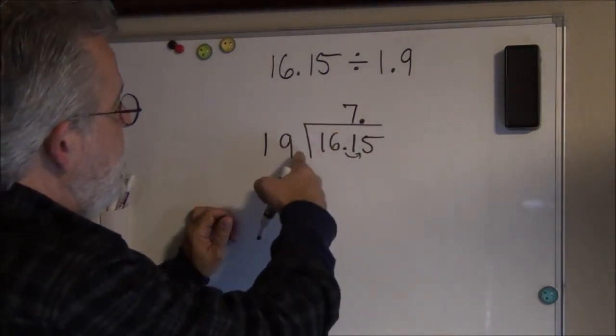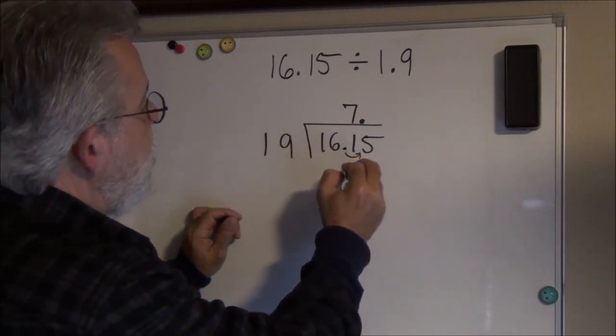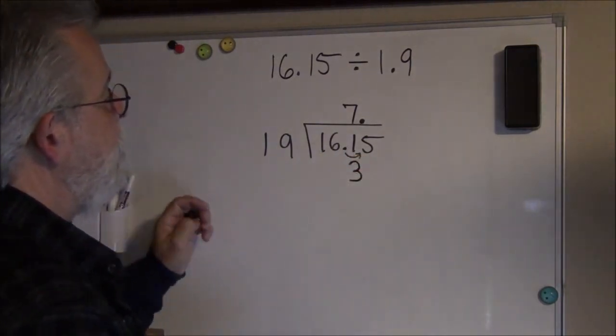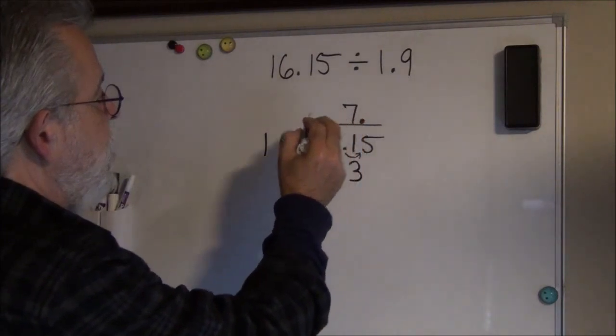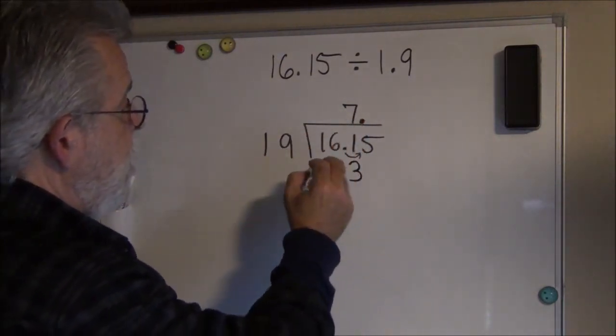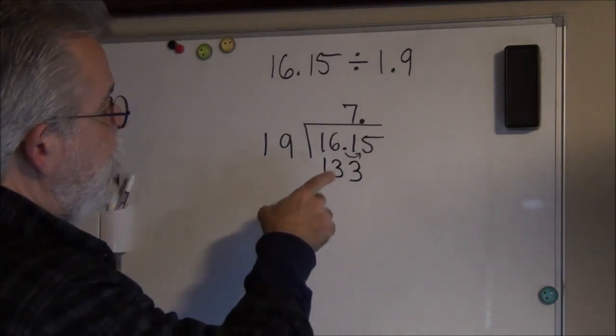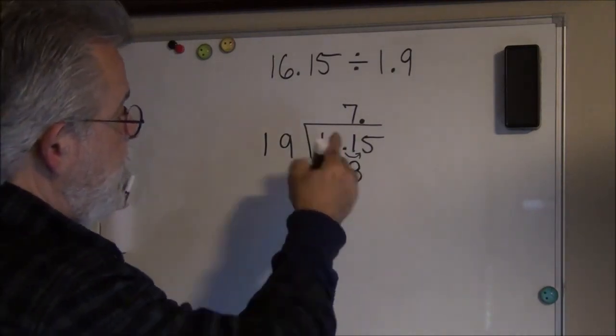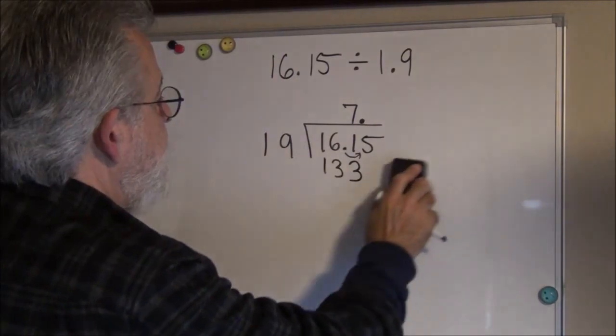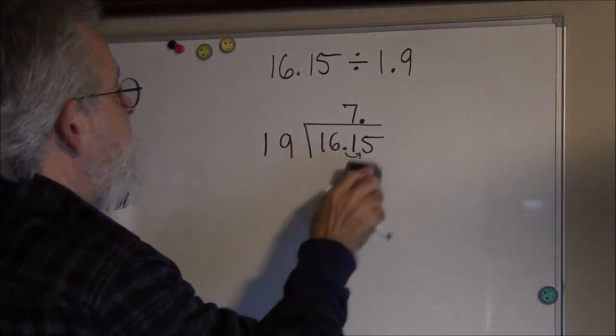So let's see, 7 times 9 is 63, so I put the 3 there, carry the 6. 7 times 1 is 7, plus 6 is 13, and I can tell that I'm already going to have more than 19 as a remainder. So I'm going to erase that, and we're going to go with 8. We're going to try 8 instead of 7.